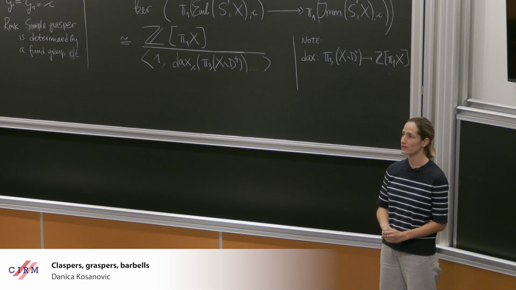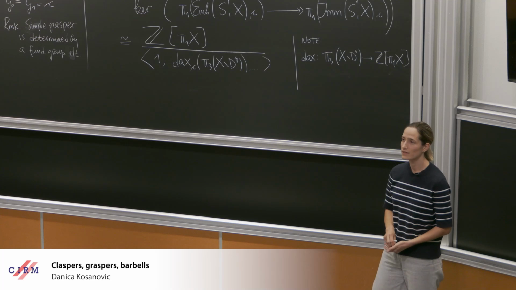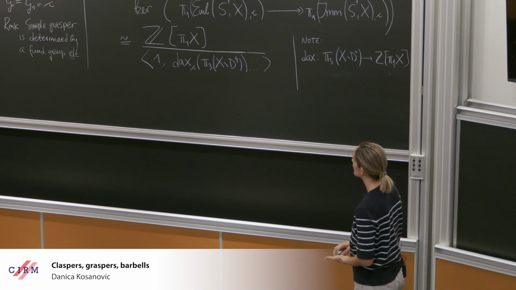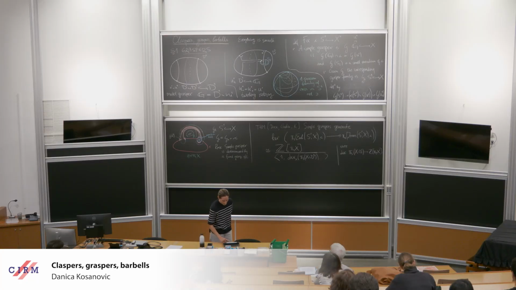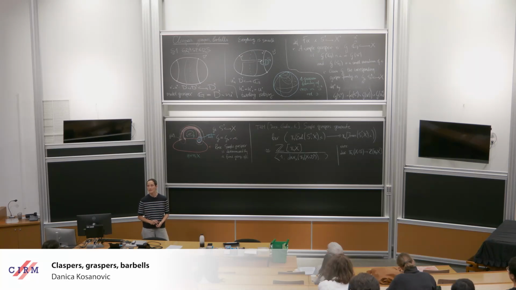Okay, are there questions about this? Okay, so this is a short summary of graspers. Yes. So for your model grasper, you talked about actually cutting out a tubular neighborhood of the sphere. So what's left is like an S2 cross something. Yes. And then when you define the grasper, you talked about just embedding that piece. Yes.